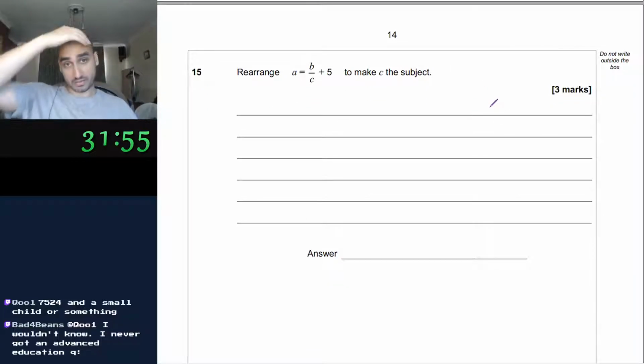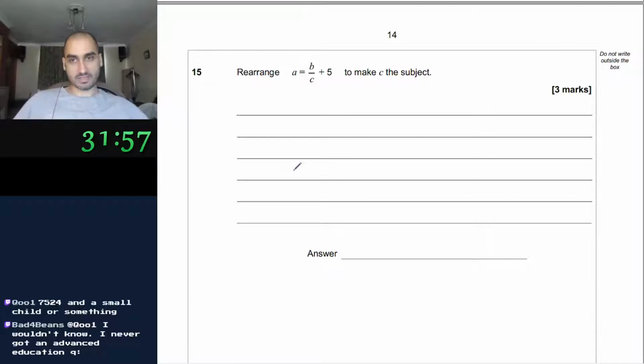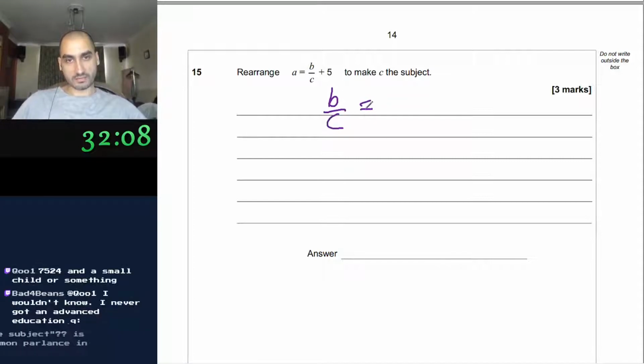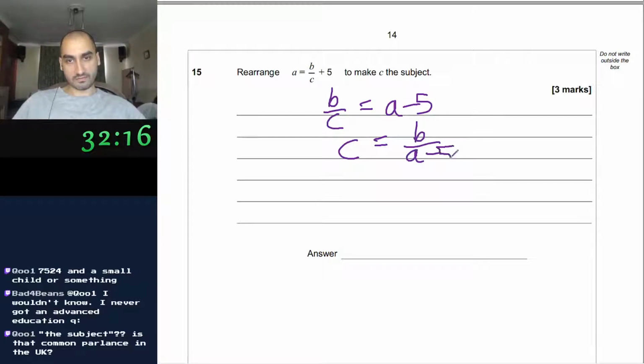Rearrange A equals B over C plus 5 to make C the subject. 3 marks for this, really? Something you do as an intermediate step for lots of the other questions. Okay. So B over C equals A minus 5. So C equals B over A minus 5. Is that really worth 3 marks?